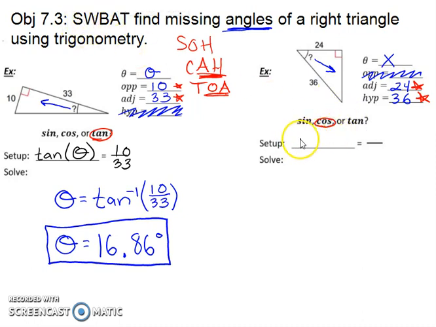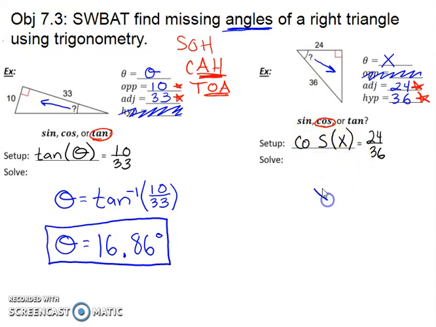So we will set it up. Cosine of the angle, and the angle right now I do not know, so I'm going to write x or theta or whatever you're writing, is equal to, this is cosine, so cosine is adjacent over hypotenuse, so that's 24 over 36. And if you're asking yourself, does that reduce? The answer is yes, but also it doesn't matter because we're going to be using a calculator in a moment anyway. So whether or not you reduce it, it's not going to make a difference in the final answer.